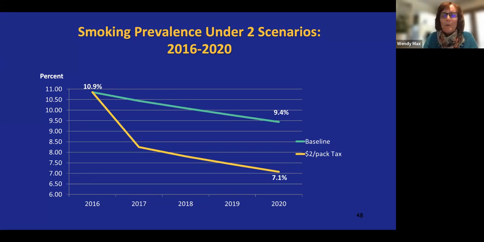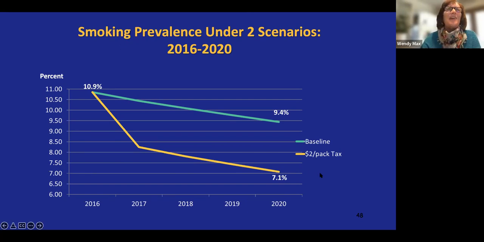And then we looked at what would be the impact on smoking prevalence if we were to increase the tax by $2 per pack. And there's a pretty steep response in the beginning, because these programs, when they're new, are very effective. The price goes up by $2 a pack overnight, and people change their behavior. Over time, it becomes somewhat less effective, but you end up on a lower trajectory.